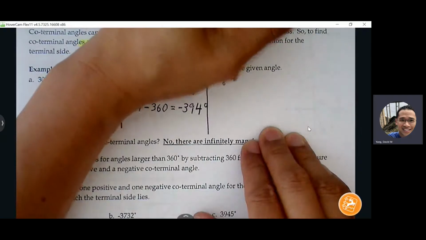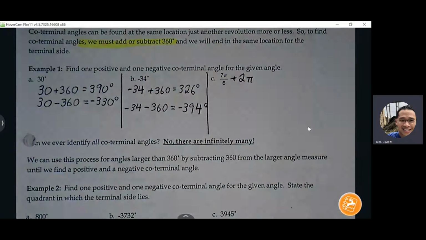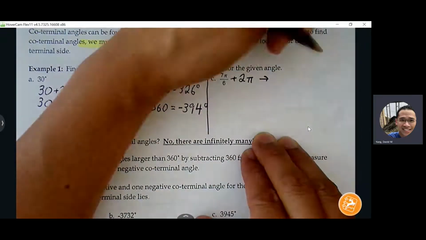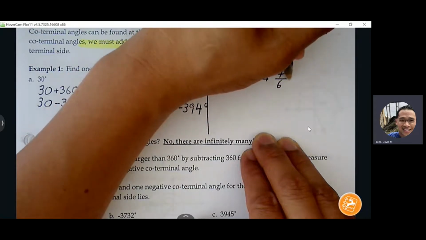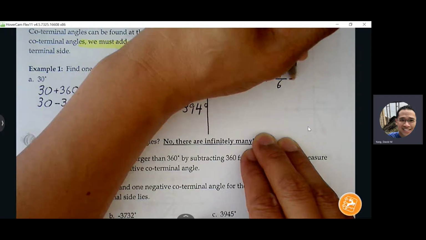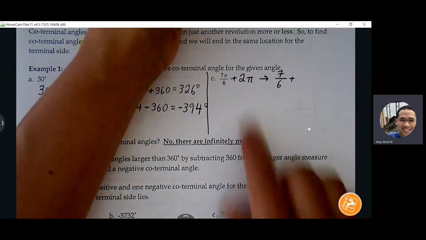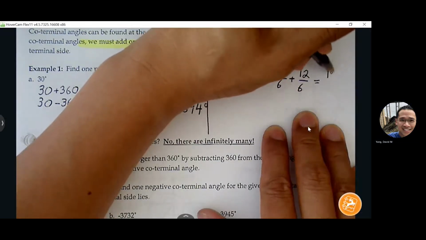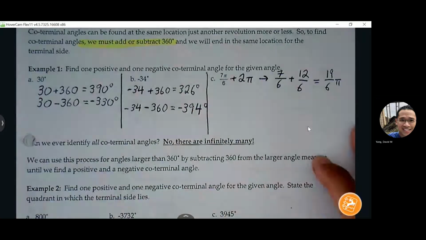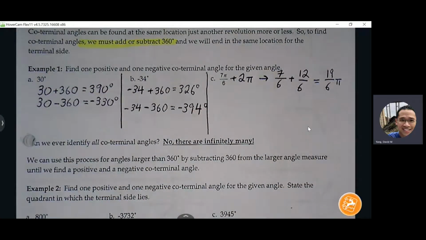So I can add 2 pi to get a positive coterminal angle. I can also subtract 2 pi. Okay. And adding 2 pi, if I want to do it with a calculator, that's fine. Just leave pi out of the calculator and just attach it at the end. I'm just adding fractions here. But you can also do it by hand because 2 is the same thing as 12 over 6. So 19 over 6 pi is the same coterminal angle as 7/6 pi. It's just one more rotation out.